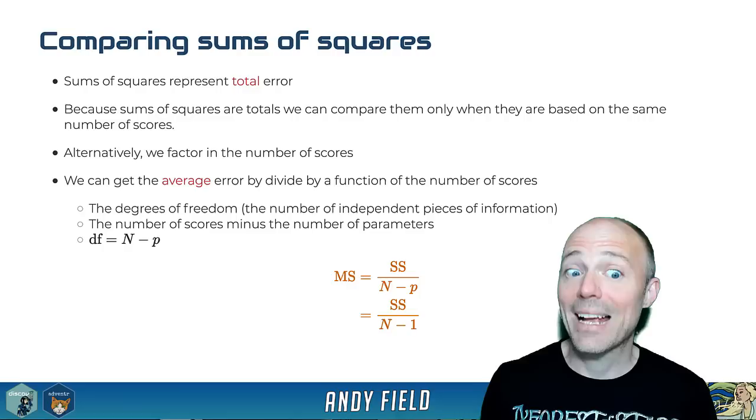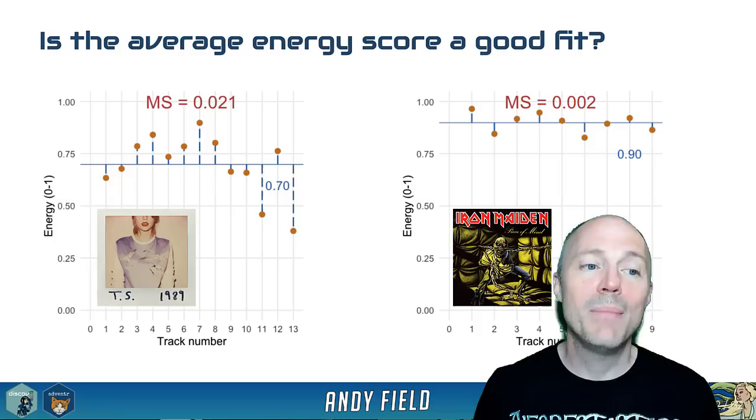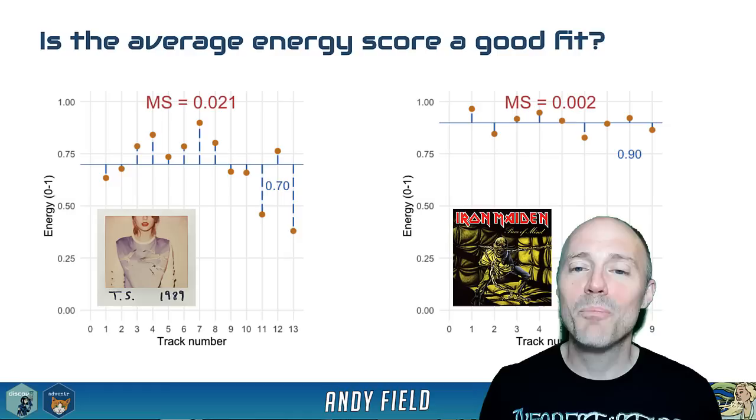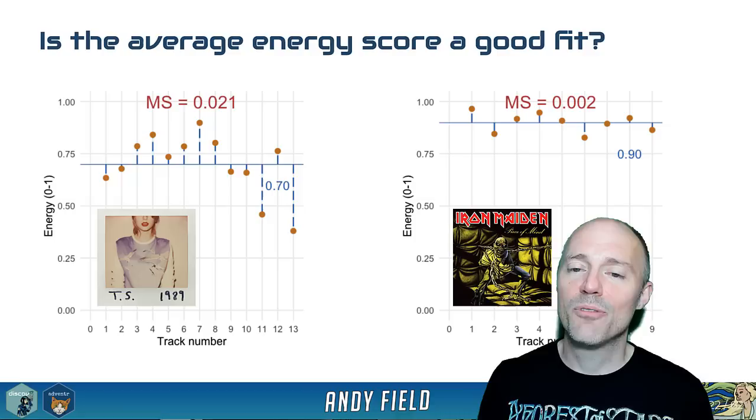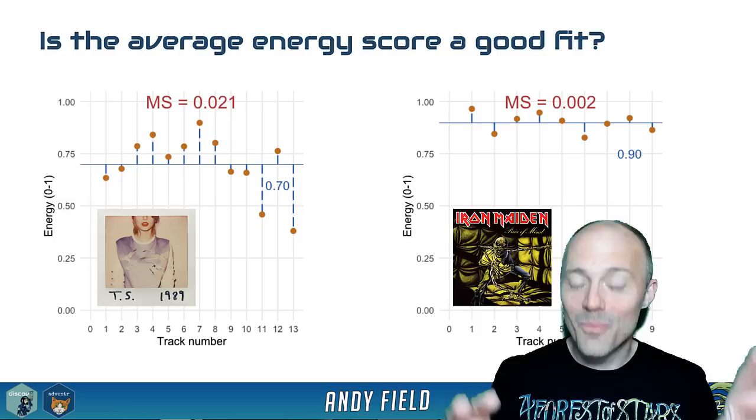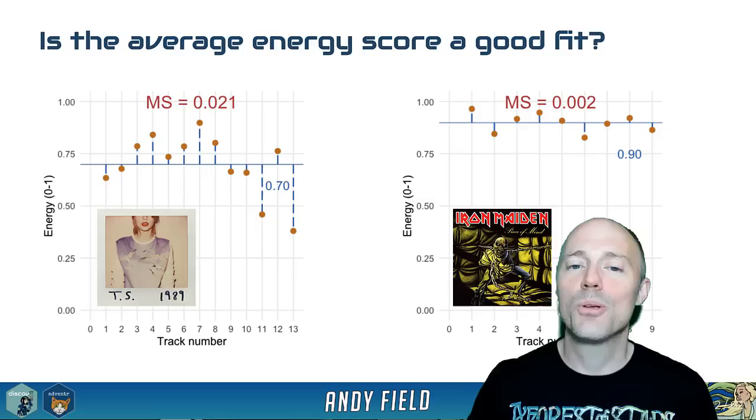So in the case of Iron Maiden and Taylor Swift, if we look at the mean squared error rather than the sum of squared error, we can compare these two values. We still see that the mean squared error for Iron Maiden is much smaller than for Taylor Swift, which is what you would expect, because hopefully you can see quite clearly here that the dots for Iron Maiden are very much closer to the predicted value, to the mean value of 0.9.